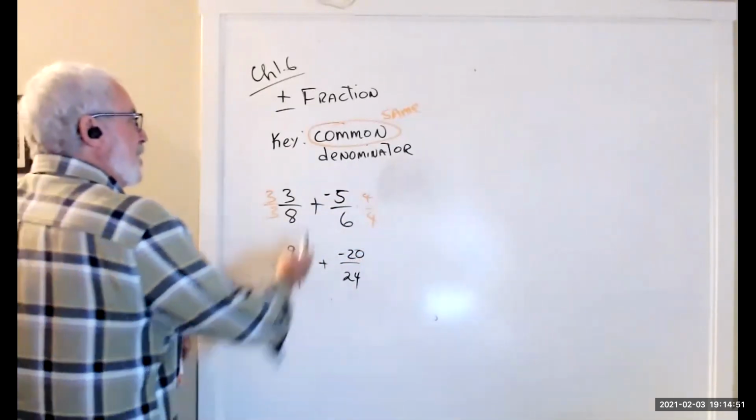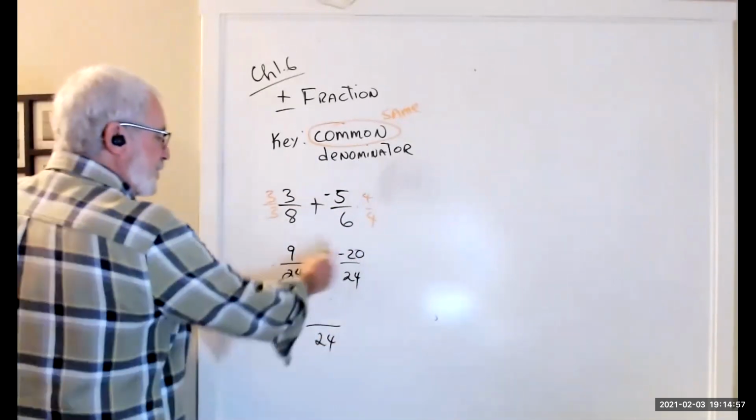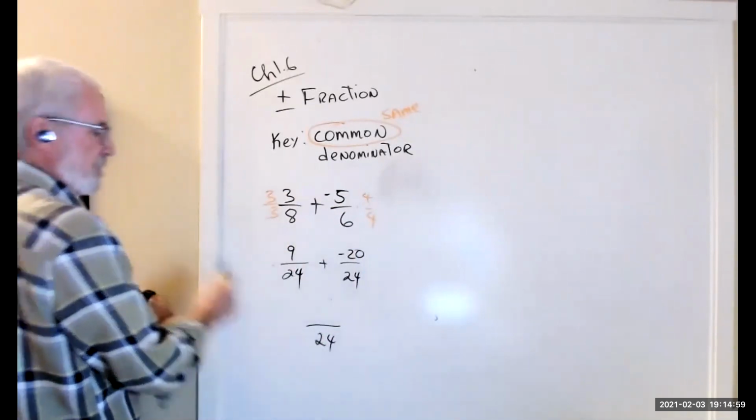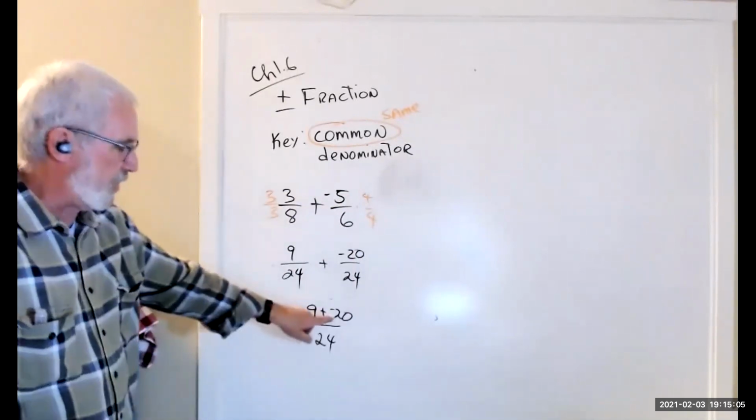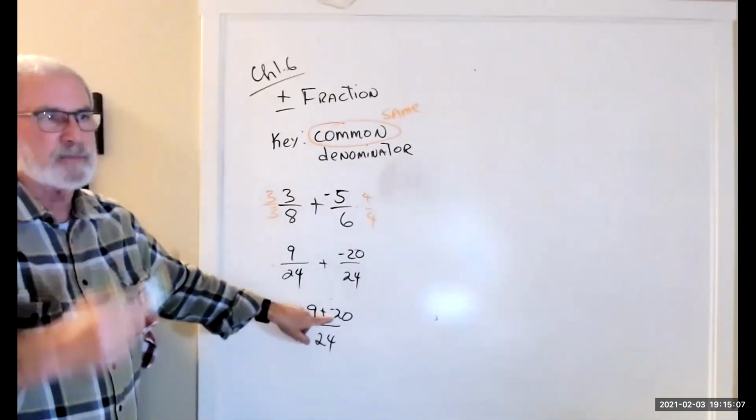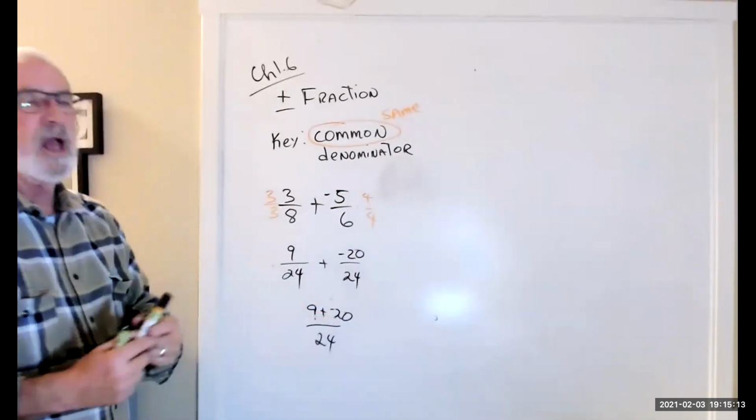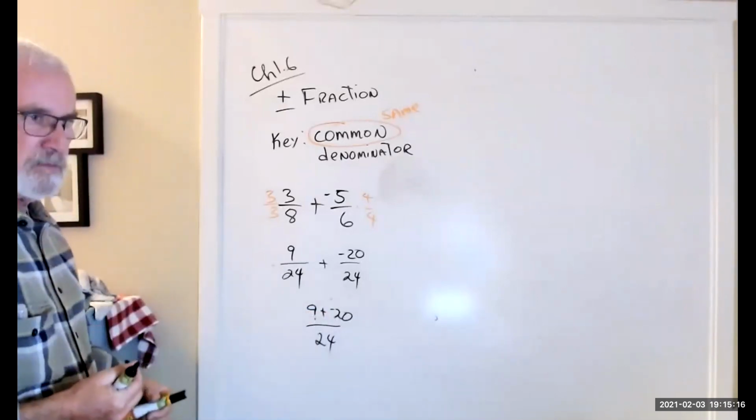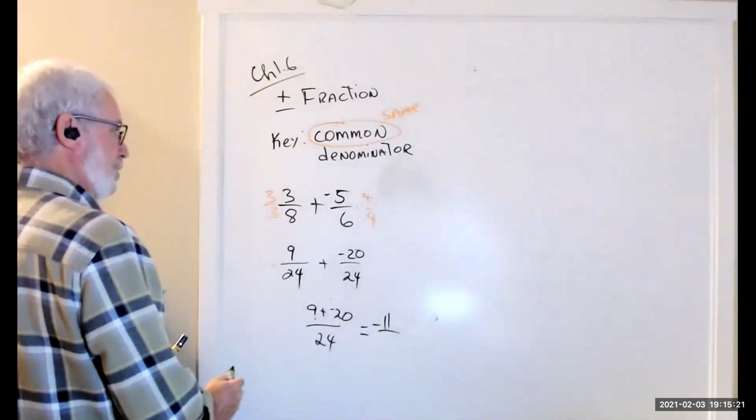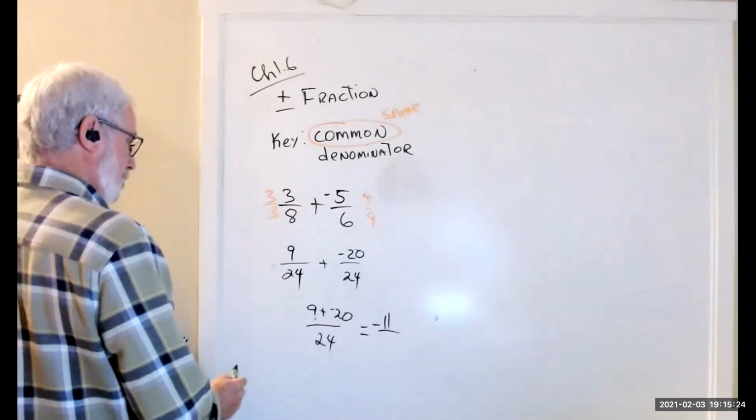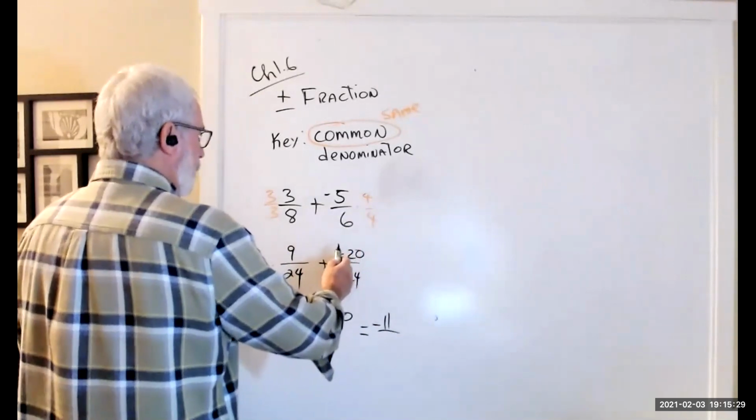The rule says keep the common denominator, 24, add or subtract the top numbers, 9 plus -20. Now, however you want to do that in your head or on your calculator or whatever, that's up to you. I'm not going to force you to do 9 plus negative 20 in any special way, as long as you get negative 11. Is that 4 over 4 next to the negative 5/6 correct? And how did we get that?